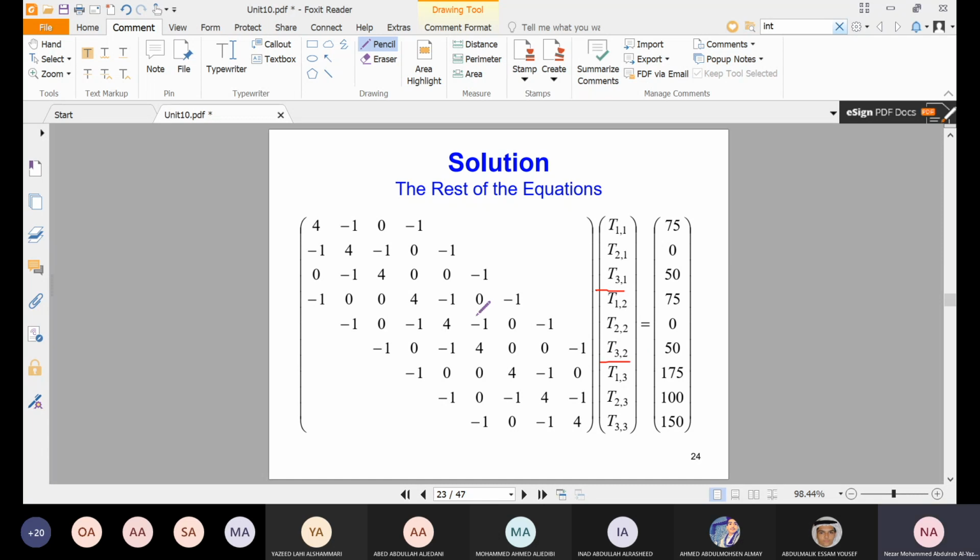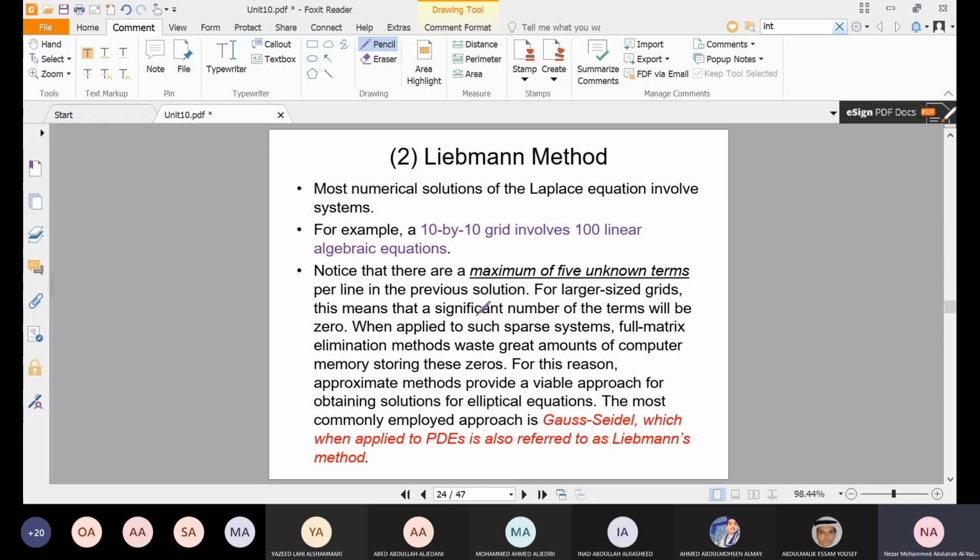This is usually difficult: if you talk about a grid of 10 by 10, in this case we need a matrix with dimension 100 by 100. If we increase to 20 by 20 nodes, you can imagine how many unknowns we have. So to avoid this difficulty, we can use the Liebmann method, or Gauss-Seidel method, which is the most commonly used method in research.